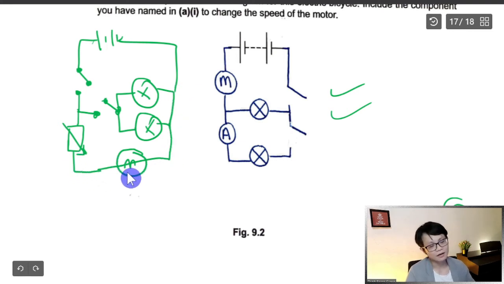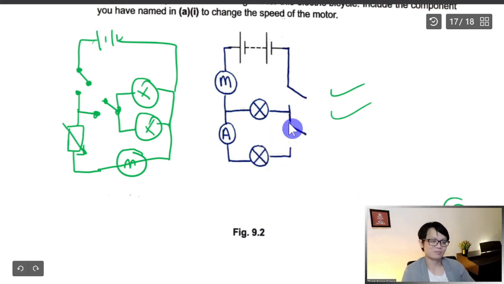So the student still gets 2 marks because at least there are 3 symbols and the lights are arranged correctly, in parallel. 1 mark gone because of the missing variable resistor. Another mark gone because the switch is wrong. Because this switch means if I turn this, it's still not on. So I turn this, it will turn on the motor and the lamp, but this light is not on. So you need to turn on another light.